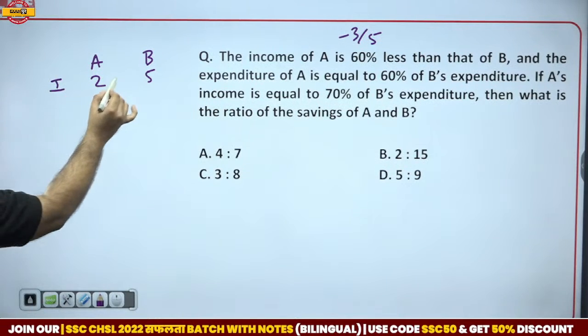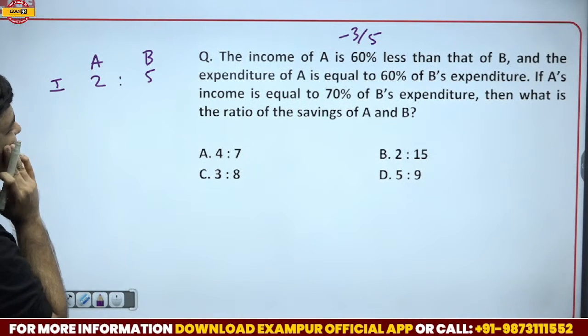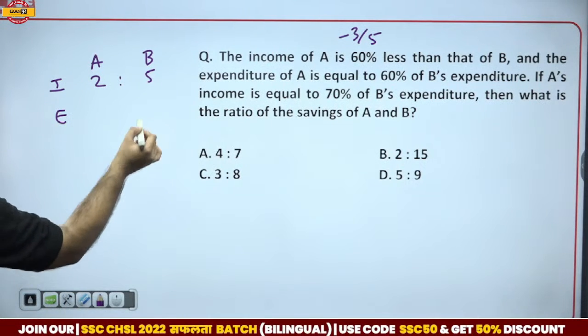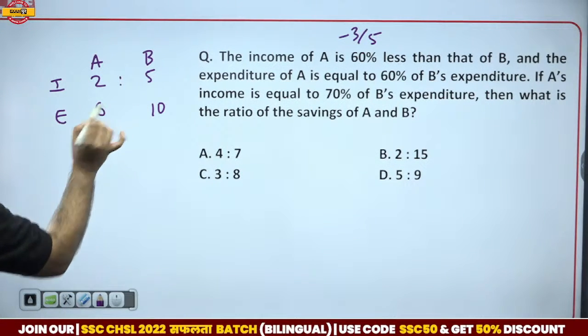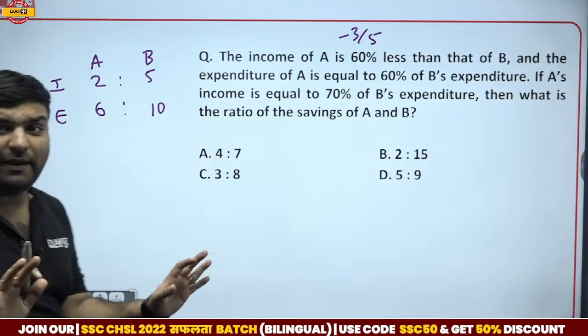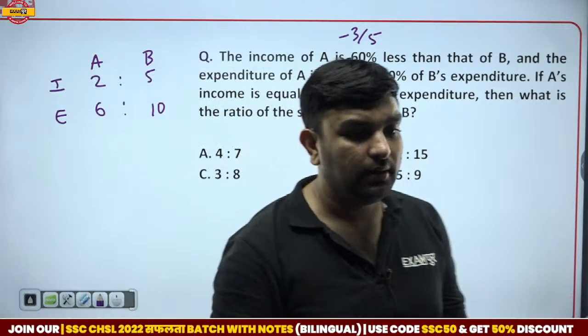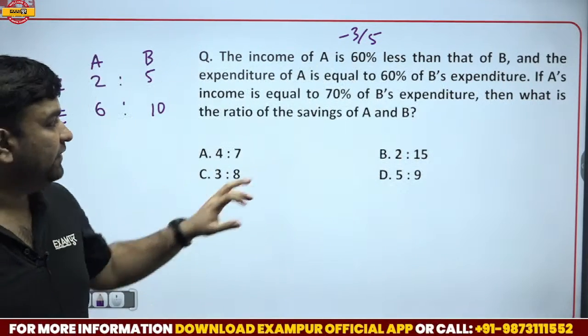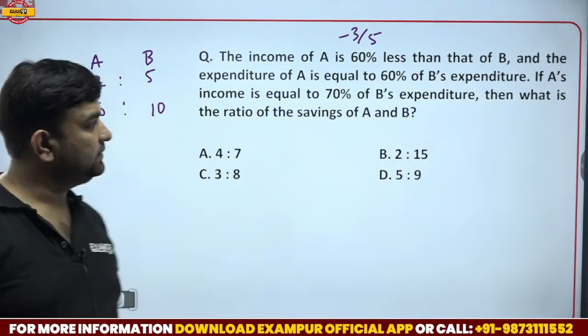Expenditure of A is 60% of B. So if B is 10, then A is 6. Guys, I'm not balancing the ratios as of now. We will balance it with the help of this.